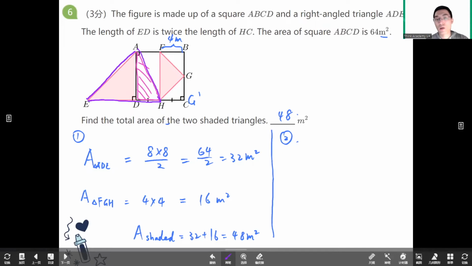So I believe you all know how to find the area of this triangle. DE is 8, DH we already know is 4. The height AD, which is also the side length of the square, is also 8. So it'll be 8 plus 4, times 8, divided by 2. That gives us 12 times 8, which is 96, divided by 2, which is 48 meters squared. This is the second way. You manipulate this figure. Right, that is question number 6.